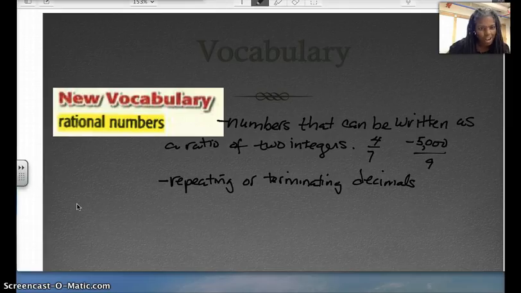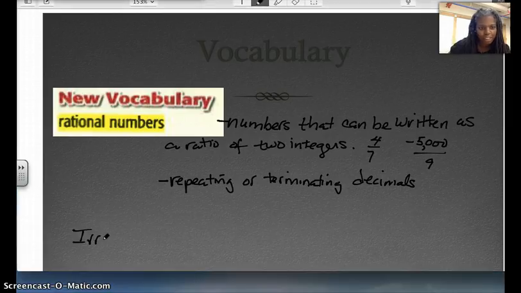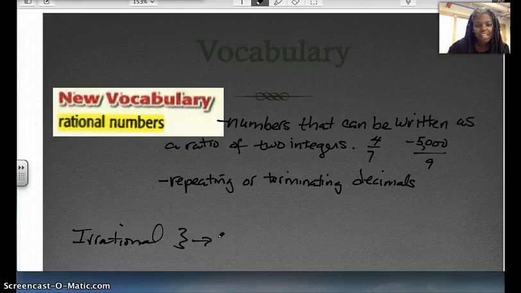So what's not rational? The question that I would be asking right now is, well, what does irrational mean? So irrational, not necessarily a vocabulary word for this section, but I'm sure you're interested, so we'll talk about it. Irrational numbers are numbers that do not repeat and do not terminate, or numbers that you cannot write as a fraction. So for instance, pi. And I know we sometimes write pi as 22 over 7, but that's just an approximation.